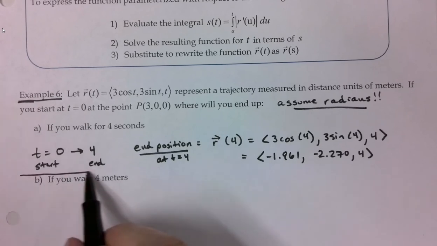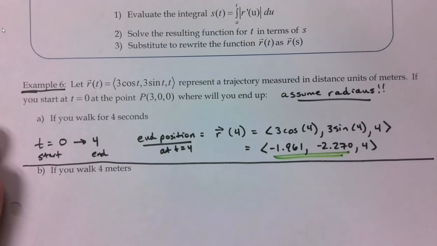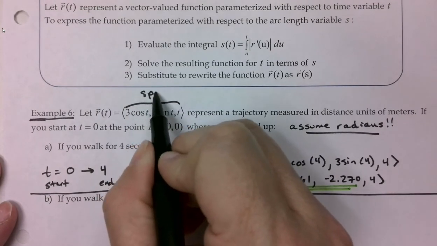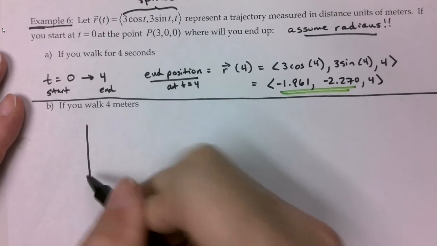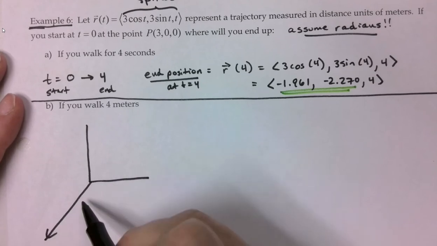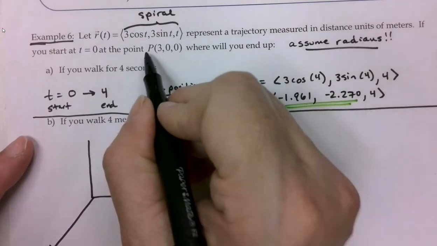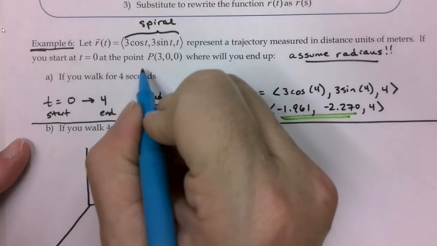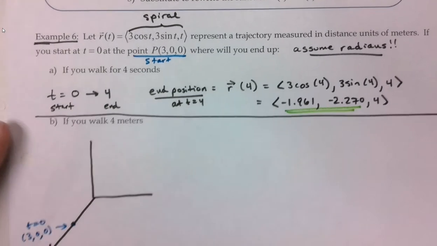All right, seems reasonable enough. I want us to take a look at what we're doing here. If we think about what this is, it's a spiral, like a slinky, and it's climbing in the t direction. You start at (3, 0, 0), because at t equals 0, this is your starting point. Right here, that's your start.